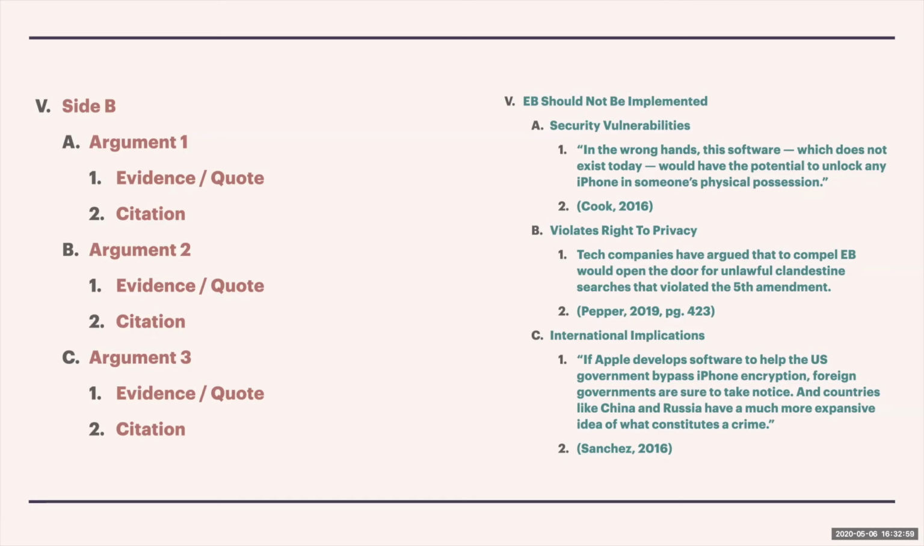And then we have another quote here from Sanchez. If Apple develops software to help the US government bypass iPhone encryption, foreign governments are sure to take notice, and countries like China and Russia have a much more expansive idea of what constitutes a crime. So we have interesting evidence to back up what those international implications are. Now, naturally, in your paper, you would discuss and dissect what those are.